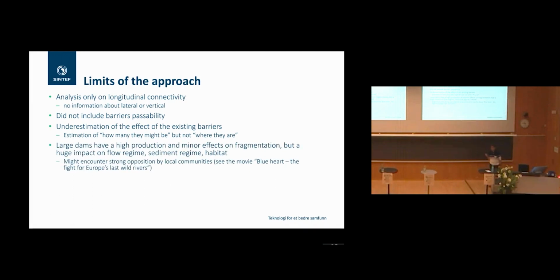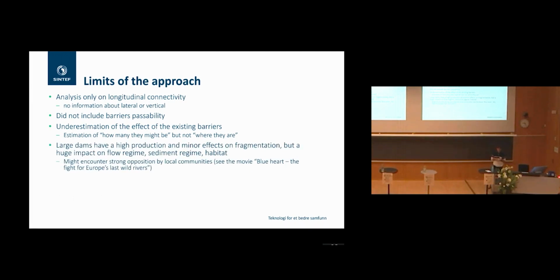We did not include barrier passability. So we don't know if these barriers are planning fish ladders and everything for sediment release. We don't know this. There's an underestimation for sure of the effect of the existing barriers, because as I showed you, we developed a correction factor, but we might guess how many there are in a basin without knowing where they are. So if you need to analyze and fragment the network knowing where they are, we can't do it, not yet. This is an important point.